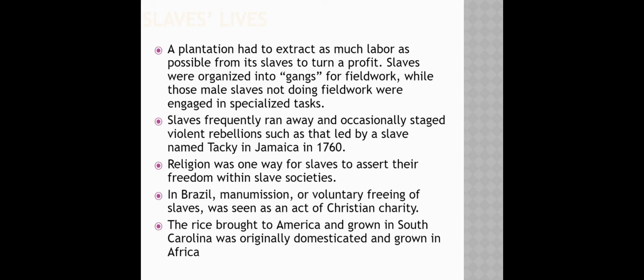Slaves would frequently run away and occasionally staged violent rebellions. One example is a rebellion led by a slave named Taki in Jamaica in 1760. European planters sought to prevent these rebellions by trying to curtail African cultural traditions, religions, and languages. But religion was one way for slaves to assert their freedom within slave societies. In Brazil, manumission, or the voluntary freeing of slaves, was seen as an act of Christian charity.